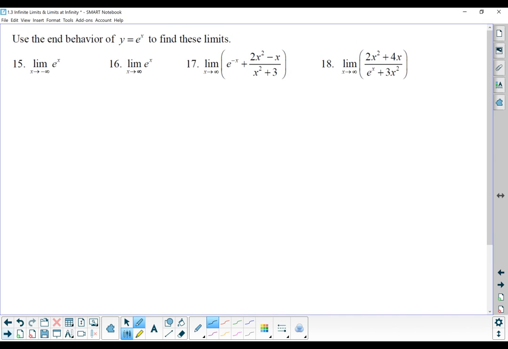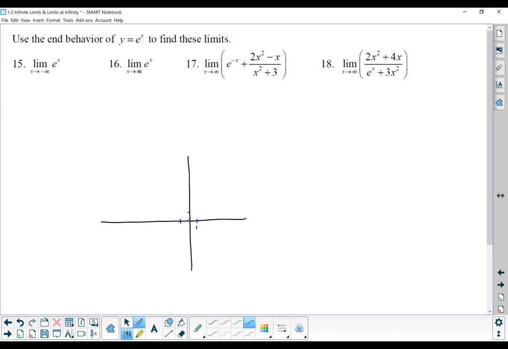Okay, so the last thing we're going to do is think about some limits that involve exponentials, particularly e to the x. So thinking about the graph of e to the x, which you're totes familiar with, if we think about maybe subbing in some values here.